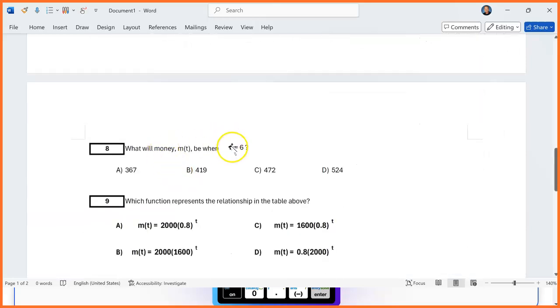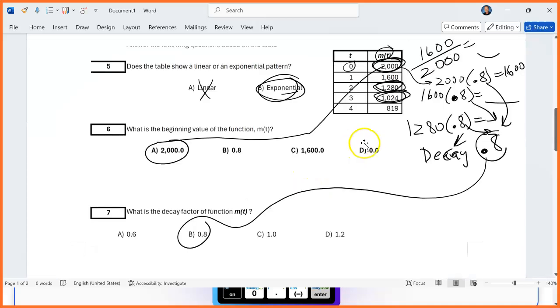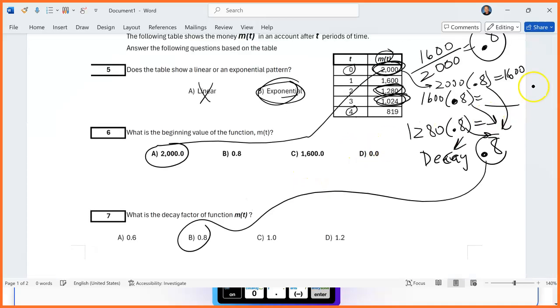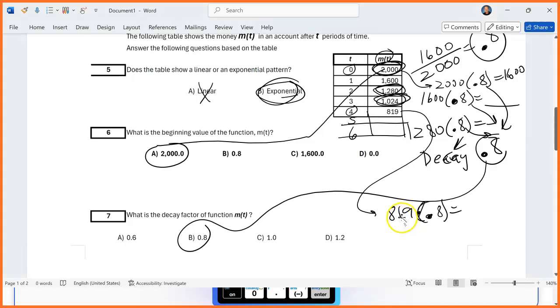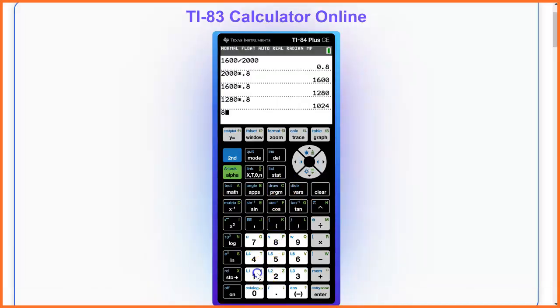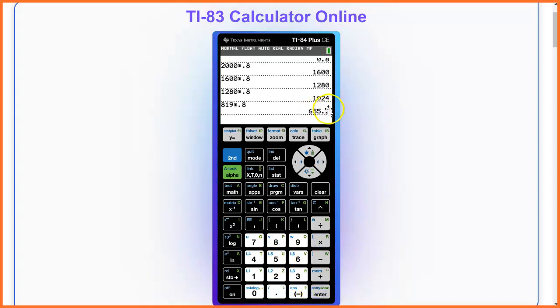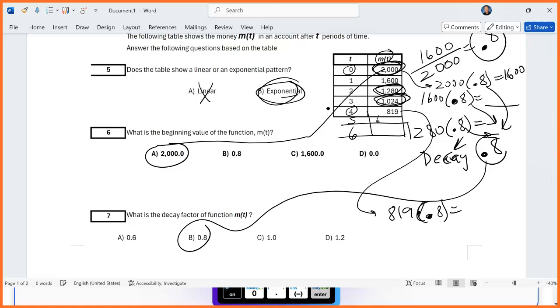Okay, what will the money be when time is equal to 6? Well, remember, we have 4 there, so that would be 5, 6. So what we have to do is take 819, this one over here, and then multiply it by 0.8. What's that equal to? Let's see, that's 819 times 0.8, enter. That's 655. So that would be 655 right there.